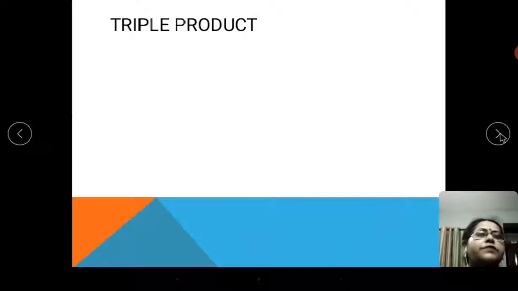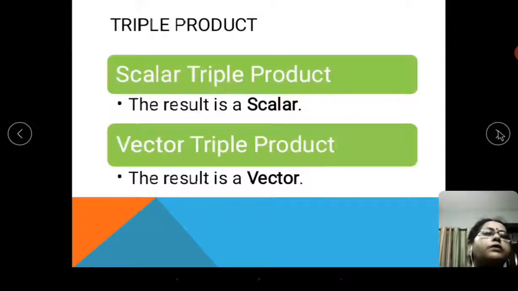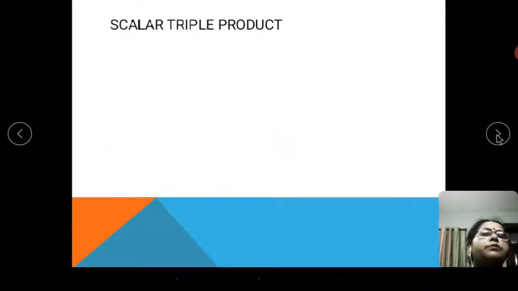And as we have seen, for two vectors there were two kinds of products, scalar product and vector product. In triple product also we will see two kinds of product, scalar triple product, and as usual the result will be a scalar, and vector triple product, so as per the name the result will be a vector. So first let us see scalar triple product.